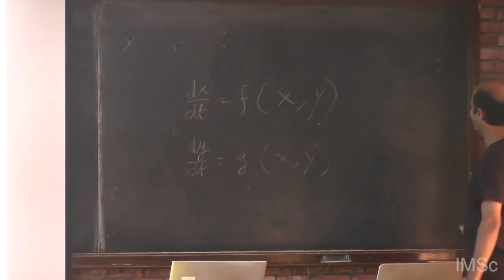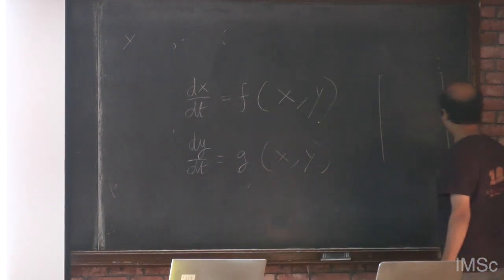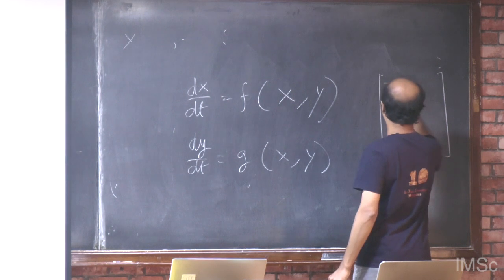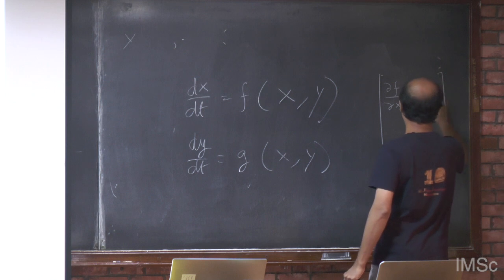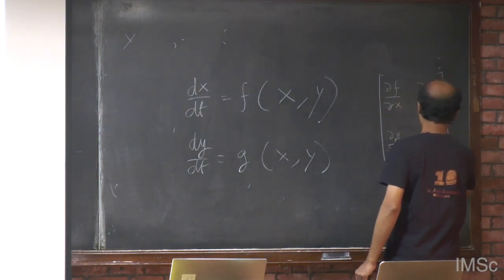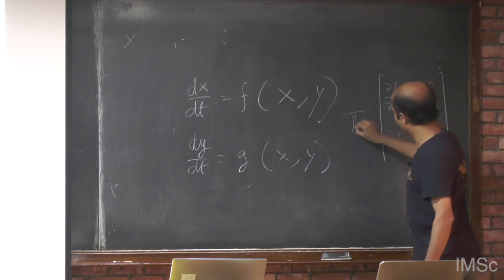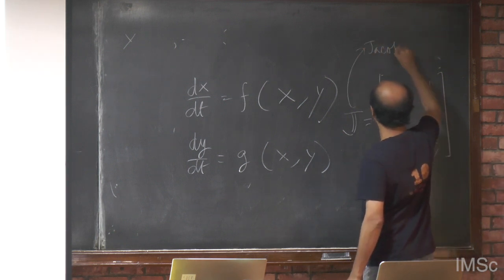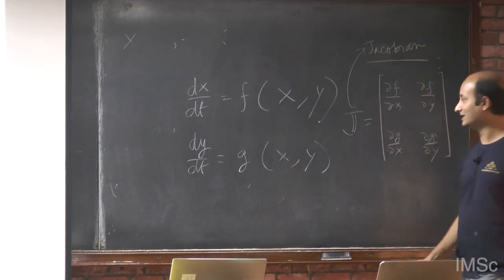So now my stability will be given not simply by df/dx and dg/dy, but rather del f/del x, del f/del y, del g/del x, and del g/del y. Okay. So this matrix, for historical reasons, is known as the Jacobian matrix of the corresponding system of differential equations. Okay.